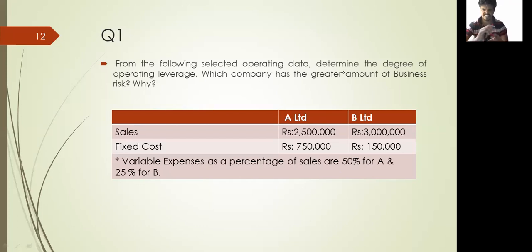No, it should be, I think, 1.5 million. Please change it to 1.5 million in your documents. Variable expenses as a percentage of sales are 50% for A and 25% for B.